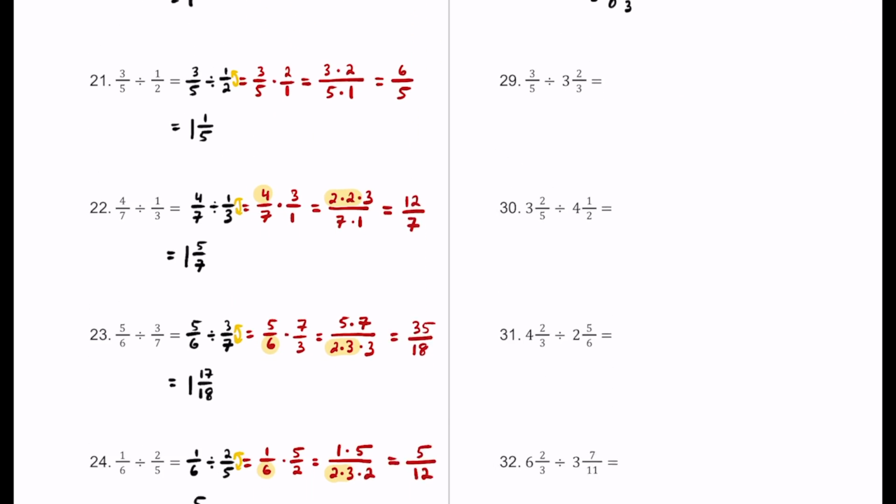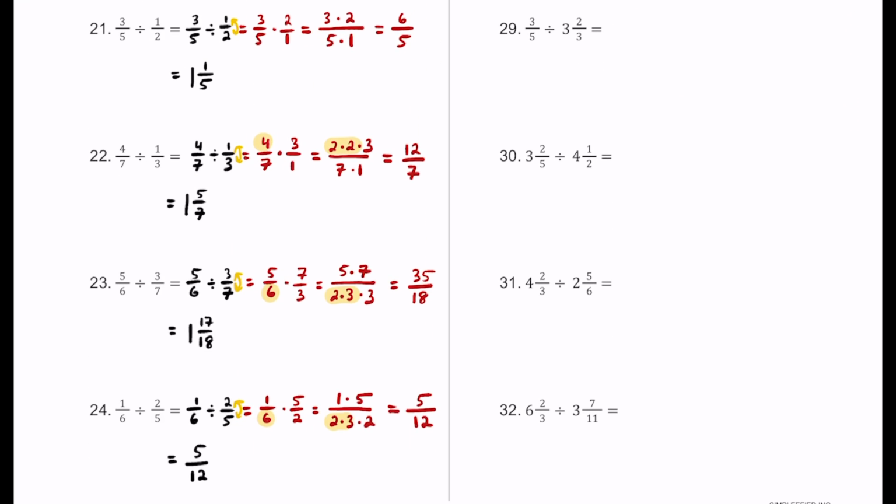Let's check out 29. So for 29, it looks like we have a proper fraction of 3/5, but then we have a mixed number. So let's go ahead and take care of this mixed number right away. 3 times 3 is going to be 9. 9 plus 2 is 11. Okay, so we're going to have 3/5 divided by 11 over 3. And so that's the original problem, but written using improper fractions.